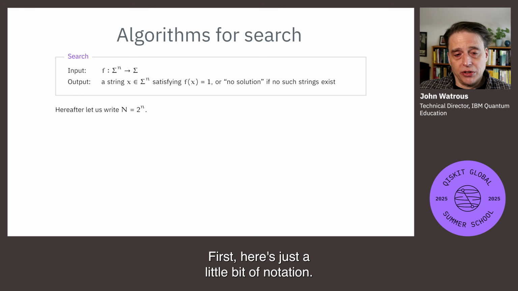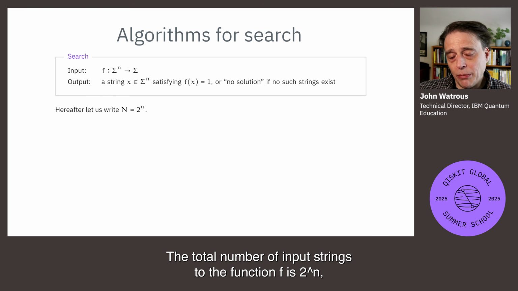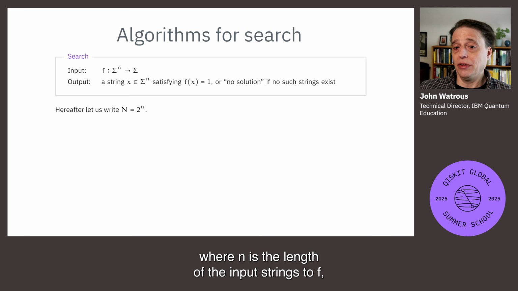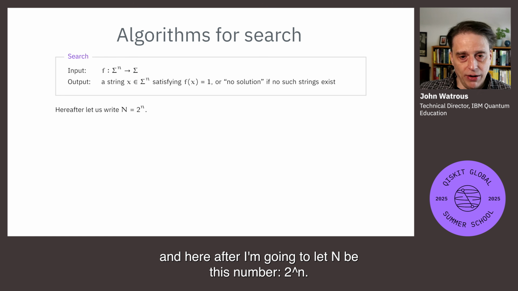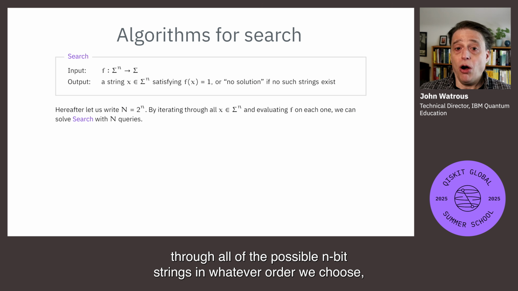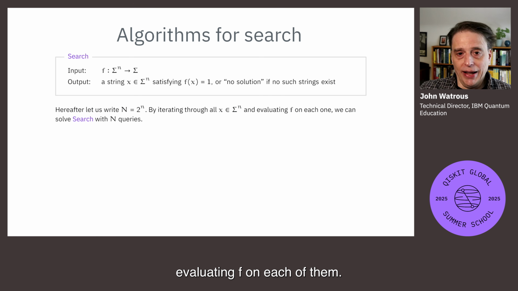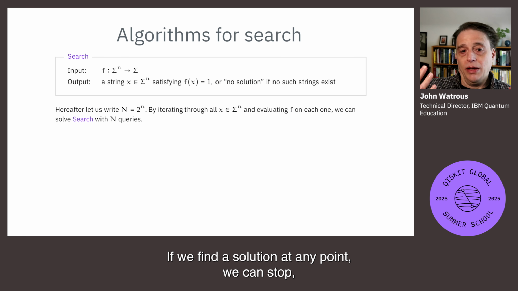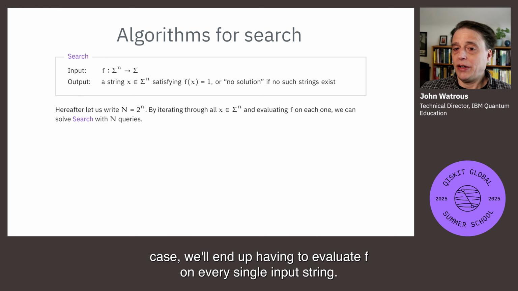First, here's just a little bit of notation. The total number of input strings to the function f is 2 to the little n, where little n is the length of the input strings to f, and hereafter I'm going to let big N be this number, 2 to the little n. Now, of course, we can solve the search problem classically by simply iterating through all of the possible n-bit strings in whatever order we choose, evaluating f on each of them. If we find a solution at any point, we can stop, but in the worst case, we'll end up having to evaluate f on every single input string.